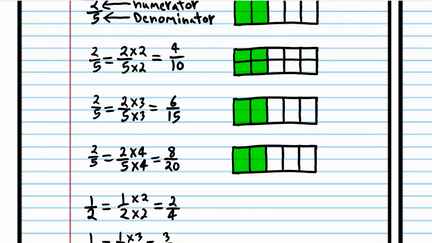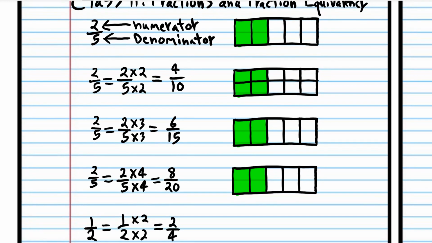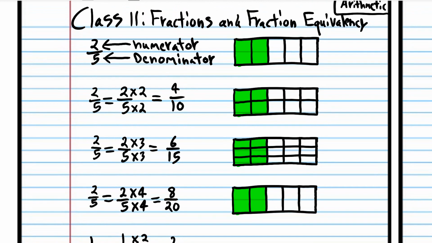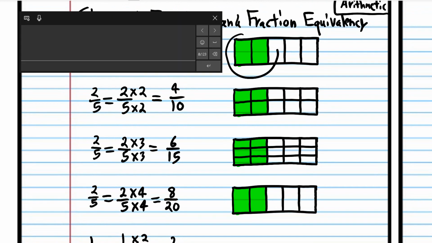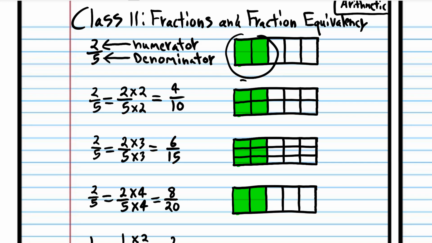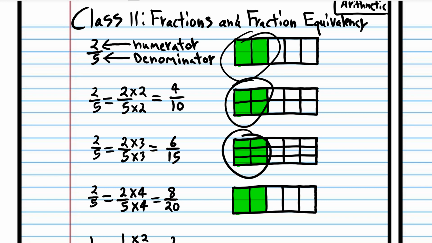2/5 is equal to 4/10. Now, let's go on to the other rectangle down here. And what if I draw 2 lines? Now again, you still have the same amount of chocolate. Let's say that the green part is actually chocolate. That doesn't make much sense for chocolate to be green, but I guess it could be green if it had food coloring. You still have the same amount of chocolate.